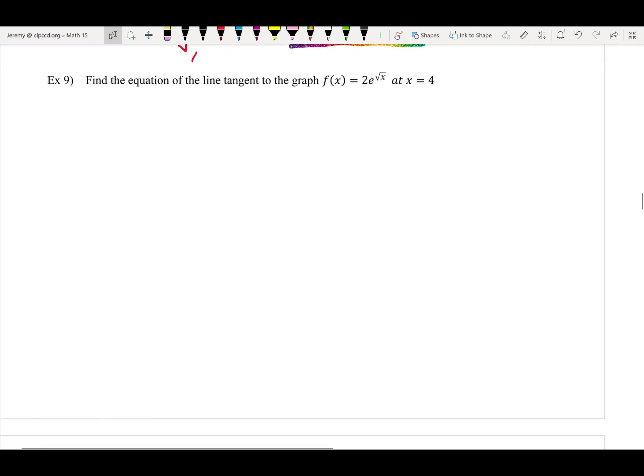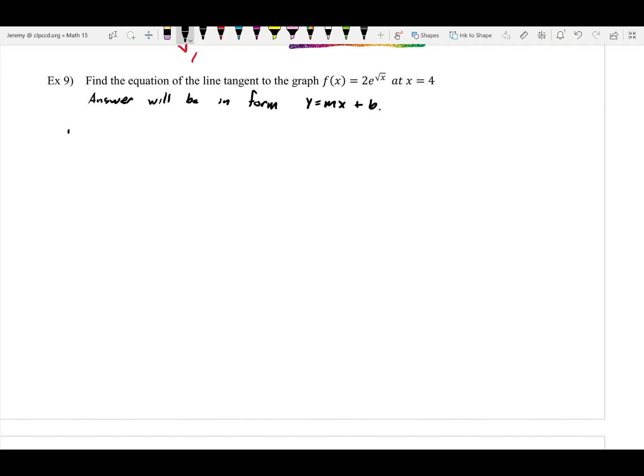Good. We've got one more example here. Example 9. Find the equation of the line tangent to the graph of f of x equals 2e to the root x at x equals 4. Okay, just like always with these, our answer is going to be in the form y equals mx plus b. I tend to write this at the beginning of tangent line problems because then the direction is clear.